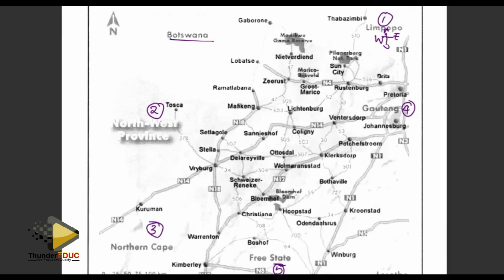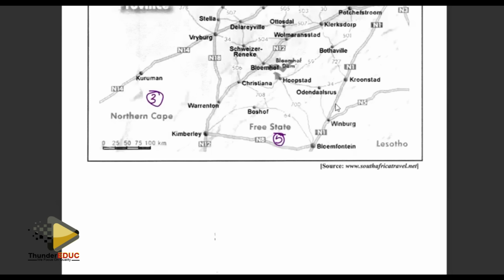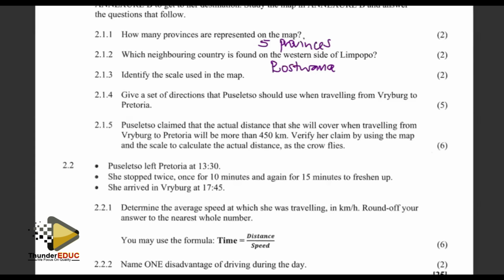Identify the scale on the map. The scale on the map was this one here. What kind of scale is it? Someone can see it's called a bar scale. Someone else could have called it a linear scale.